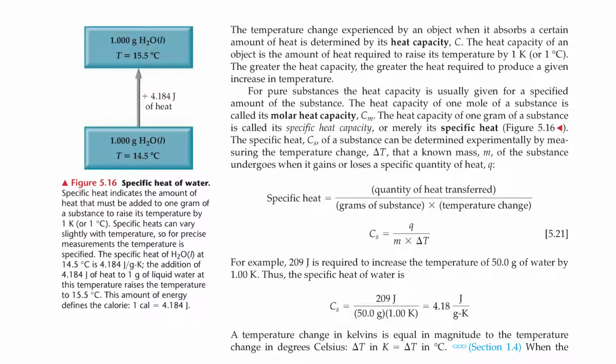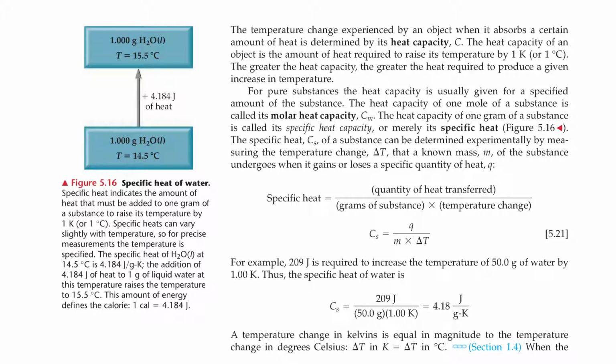The temperature change experienced by an object when it absorbs a certain amount of heat is determined by its heat capacity, C. The heat capacity of an object is the amount of heat required to raise its temperature by 1 Kelvin or 1 degree Celsius. The greater the heat capacity, the greater the heat required to produce a given increase in temperature. For pure substances, the heat capacity is usually given for a specified amount of the substance.